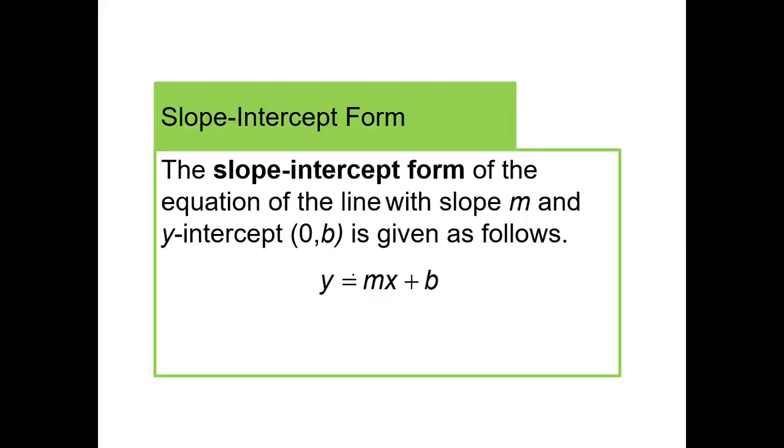The slope-intercept form of the line with slope m and y-intercept 0, b is given as follows: y equals mx plus b. Remember, the m represents the slope, and the b is going to tell us the y-intercept of our line.